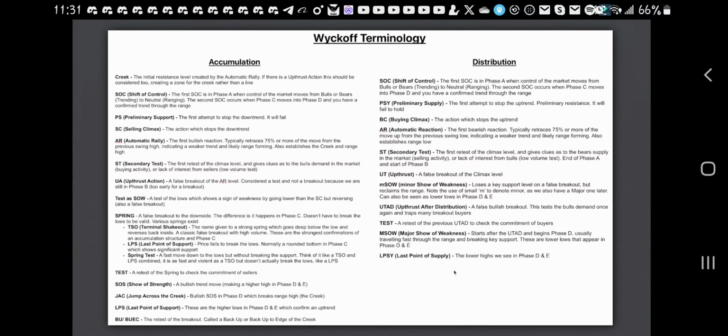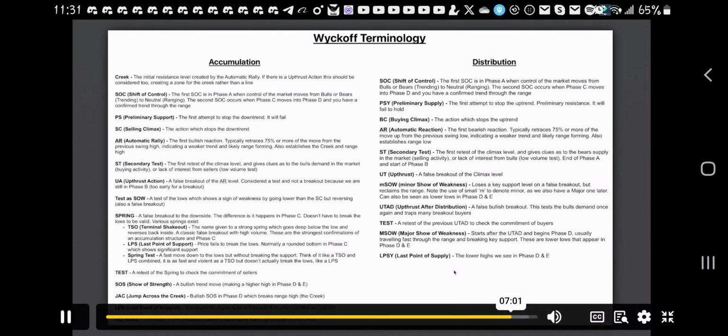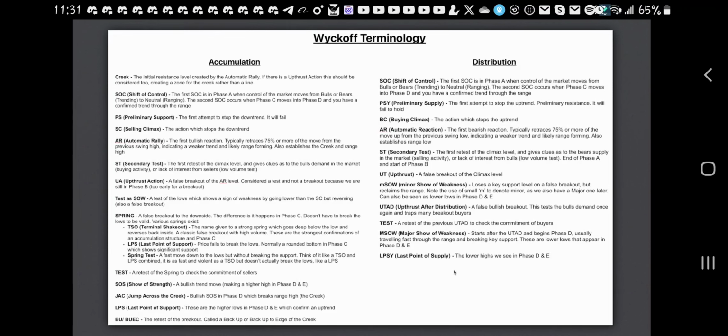And then you have a major show of weakness. So this is where you don't just lose a support and then reclaim it. This is where the market starts to trend aggressively downwards after UTAD, and this begins phase D. These are lower lows, and we mark them as a capital M SOW for a major show of weakness. Then we have the LPSY, which is the last point of supply, which are the lower highs that we see in phase D and E.